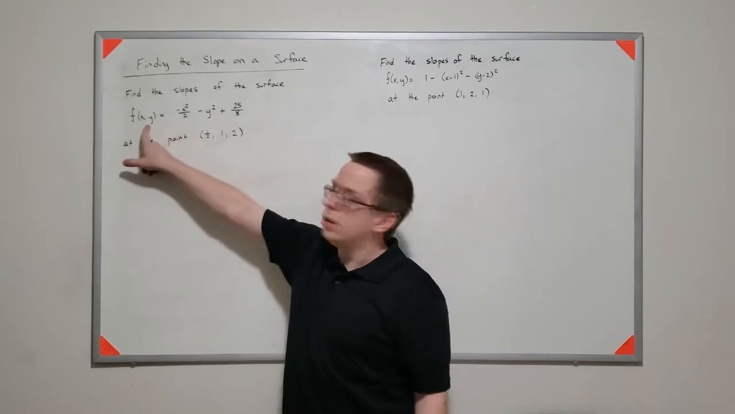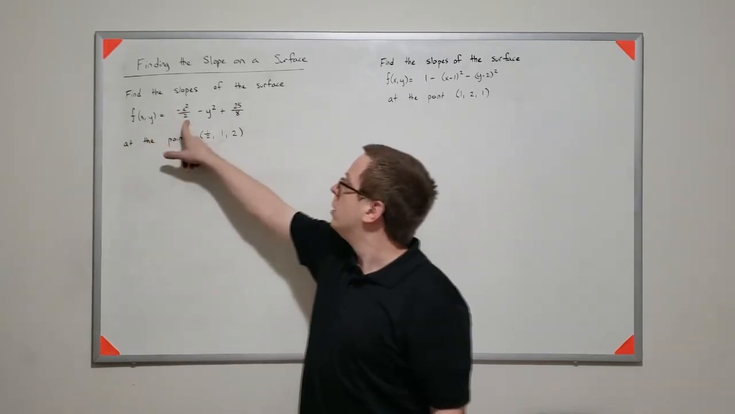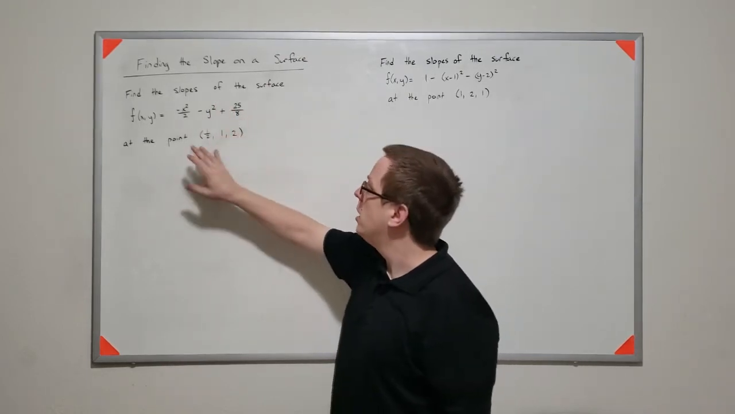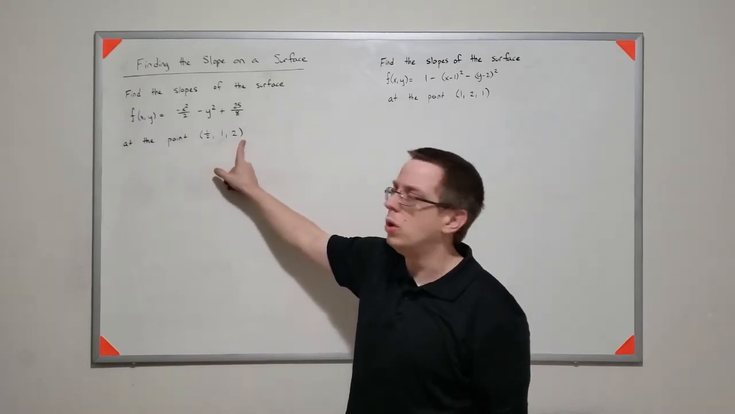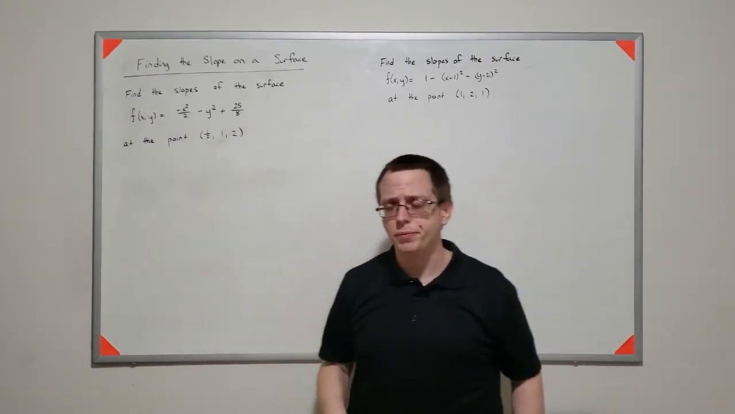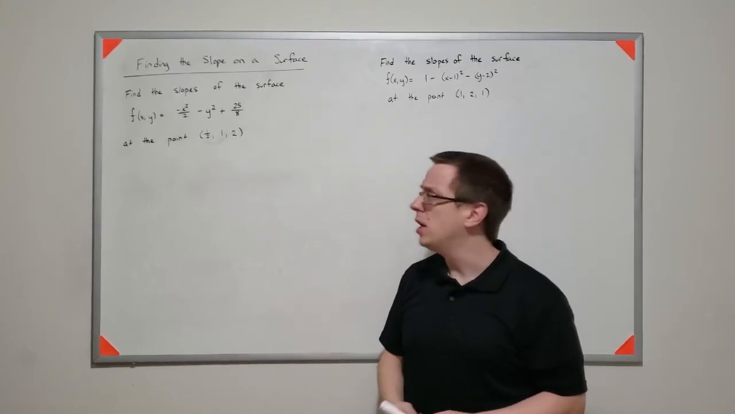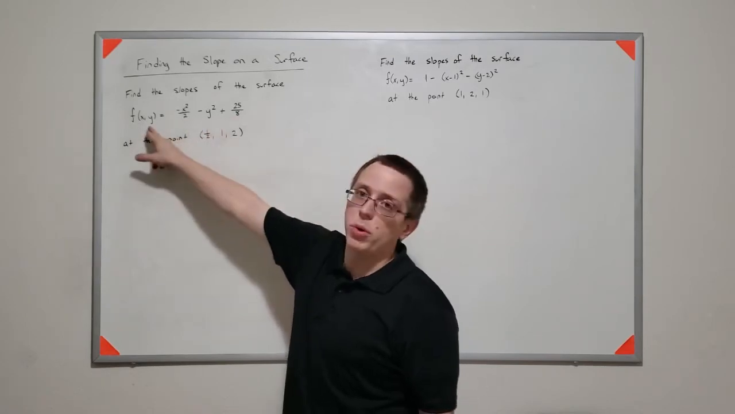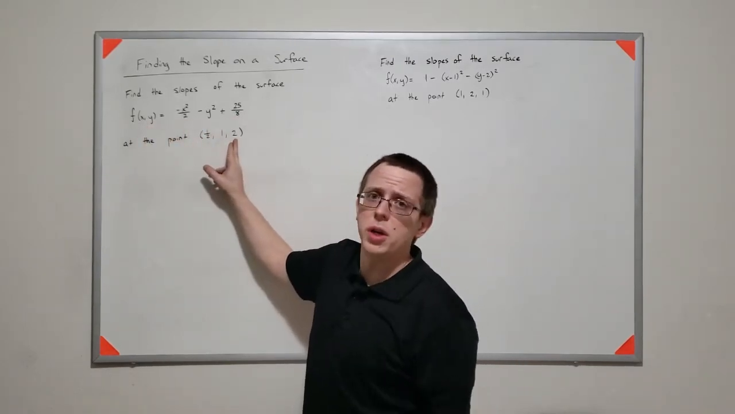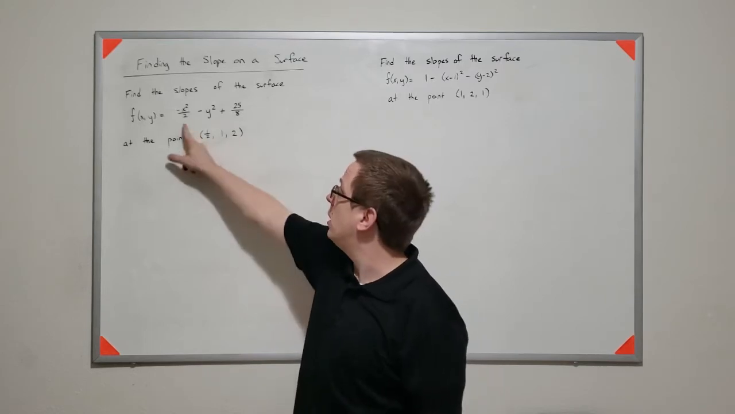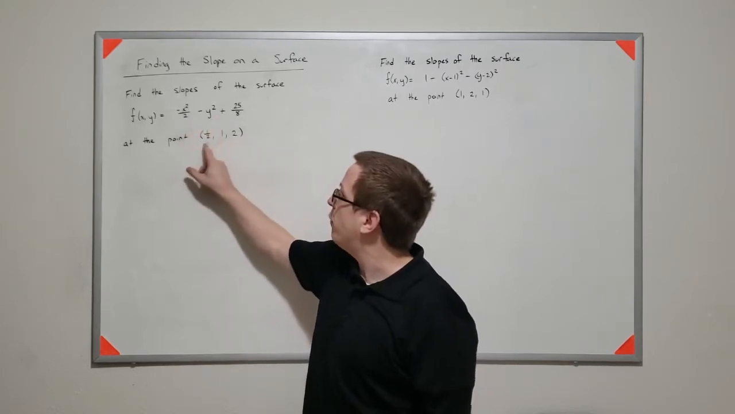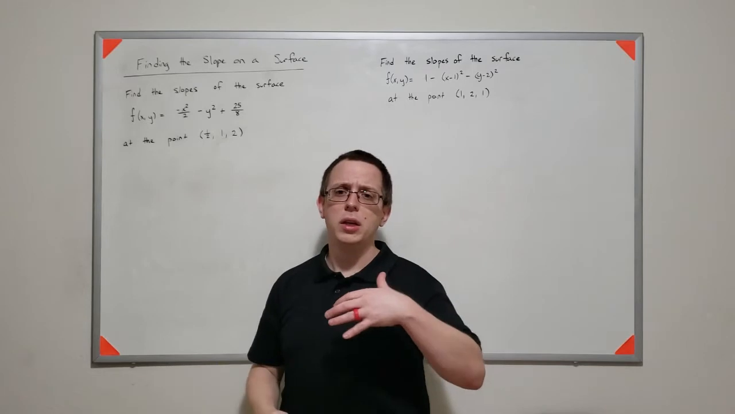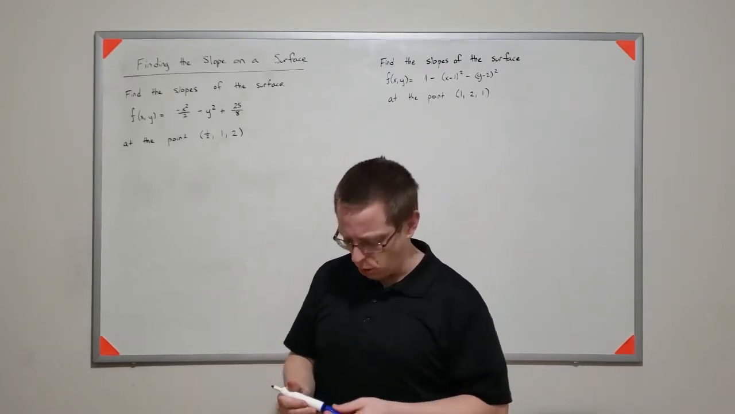We have a function of x and y, negative x squared over 2 minus y squared plus 25 over 8. And at the point 1/2, 1, 2, we want to figure out what the slopes are. So what that tells me is if I were to plug in 1/2 and 1 here, the output of the function would be 2. What it also tells me is that I need to find the partials in each direction, and then I need to evaluate them at this input point. So that's how we kind of deconstruct this problem.